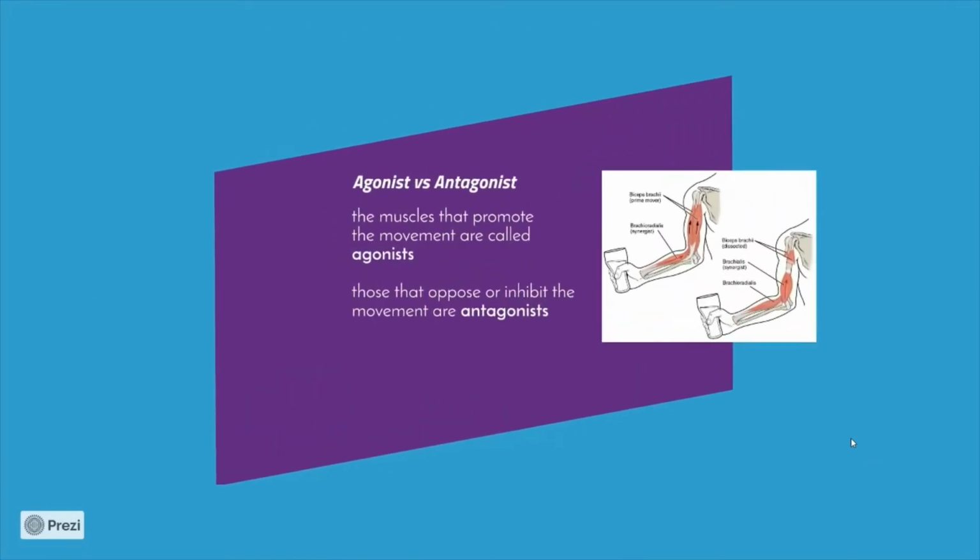Agonists versus antagonists. Agonists are the muscles that promote the movement. Antagonists are muscles that oppose or inhibit the movement.